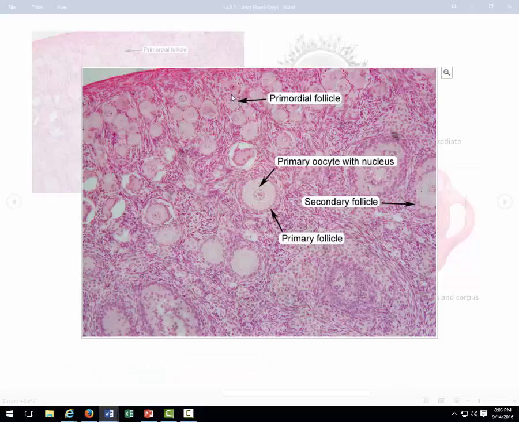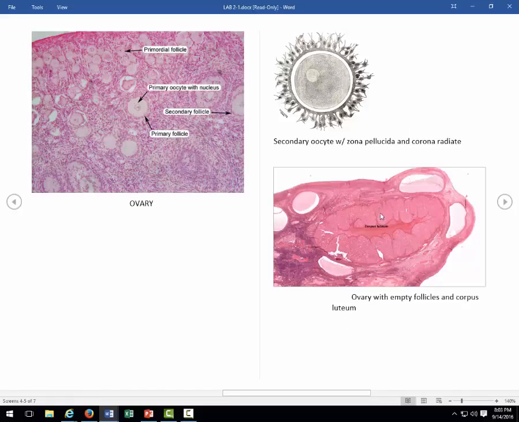So again, primordial follicle. We see one cell, not a lot of follicle cells around it. Here's a primary oocyte, getting a little larger here. The secondary follicle is much larger, has a big fluid-filled space. I don't see that I have a picture of a secondary follicle. I'll find one and put it up on Blackboard.